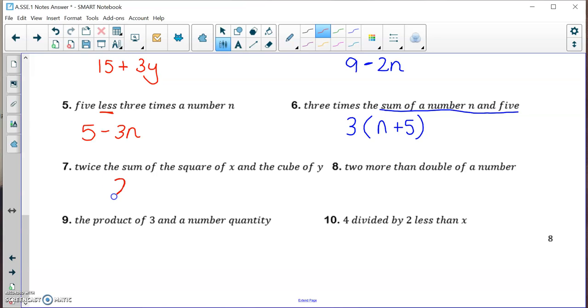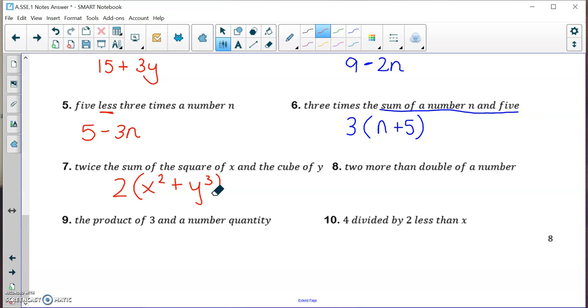So this means twice, 2 times, and we're doing a sum, the whole sum of the square of x and cube of y. So that means an x squared plus a y cubed. I'm doing twice that whole sum according to this statement.